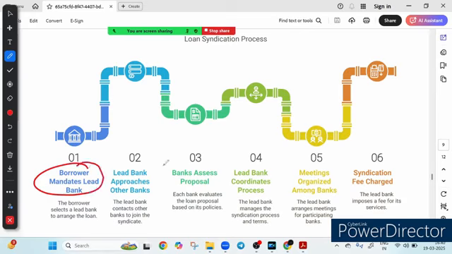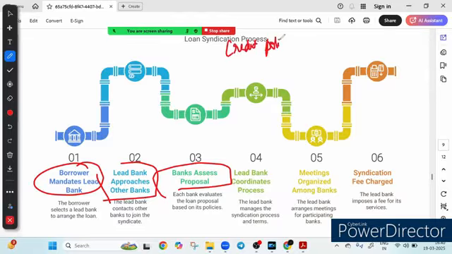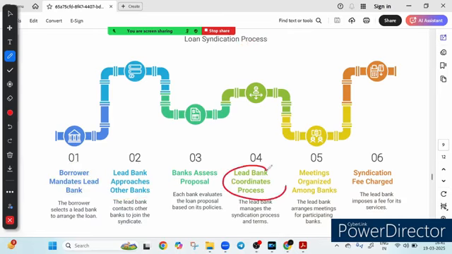Now the lead bank reaches out to other banks to form a syndicate, right? This is the second step, because big loans often need multiple players working together. Then what do the banks do? Banks assess the proposal, which means each bank in the syndicate reviews the loan proposal according to their own credit policy. Every bank has their own credit policy, you know it, right? And since banks have their own credit policy, each bank in the syndicate reviews the loan proposal. This is where they decide how much they are willing to contribute, and then the lead bank coordinates the process.